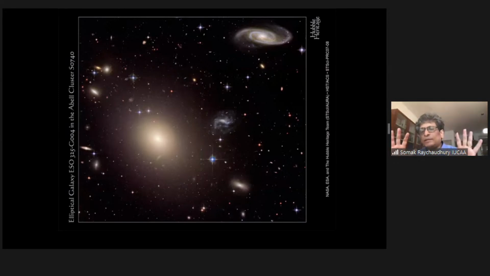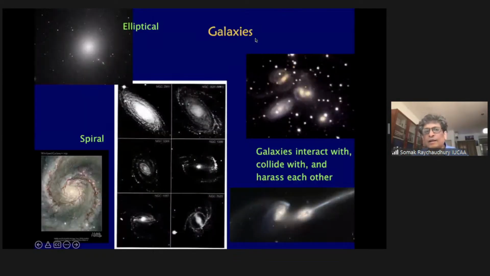But think about it this way. The universe is made up of basic units, like matter is made up of molecules. These basic units are called galaxies, and galaxies themselves have billions to hundreds of billions of stars in them. And we live in such a galaxy. There are galaxies that are nice and round called elliptical galaxies. About 75% of all galaxies are flat. They are disk-like galaxies in which you see spiral structure.